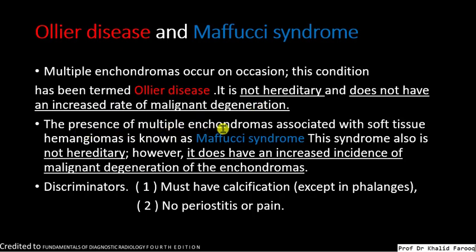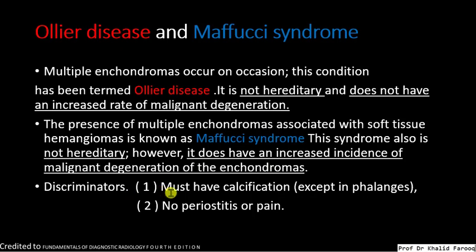The presence of multiple enchondromas associated with soft tissue hemangiomas is known as Maffucci syndrome. This syndrome also is not hereditary. However, it does have an increased incidence of malignant degeneration in the enchondromas.